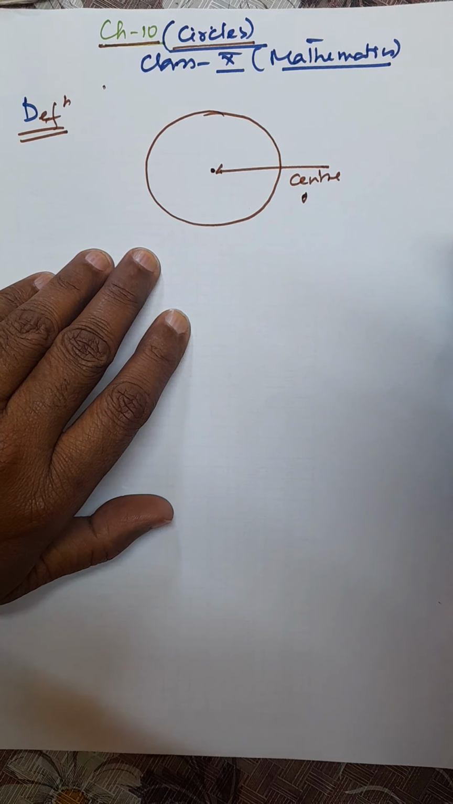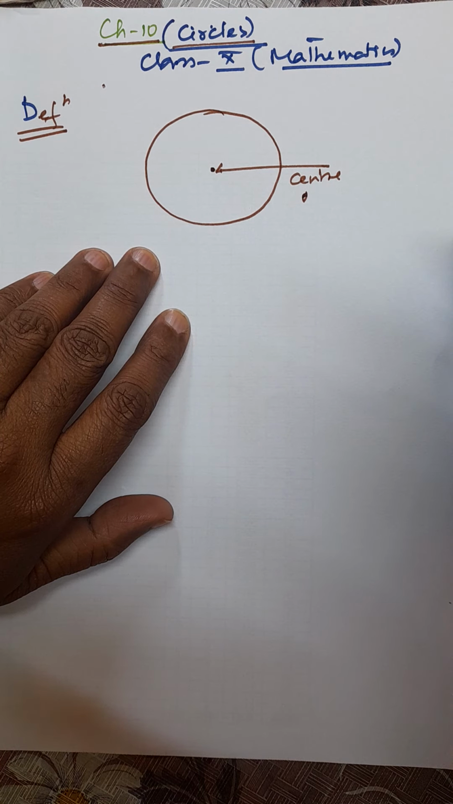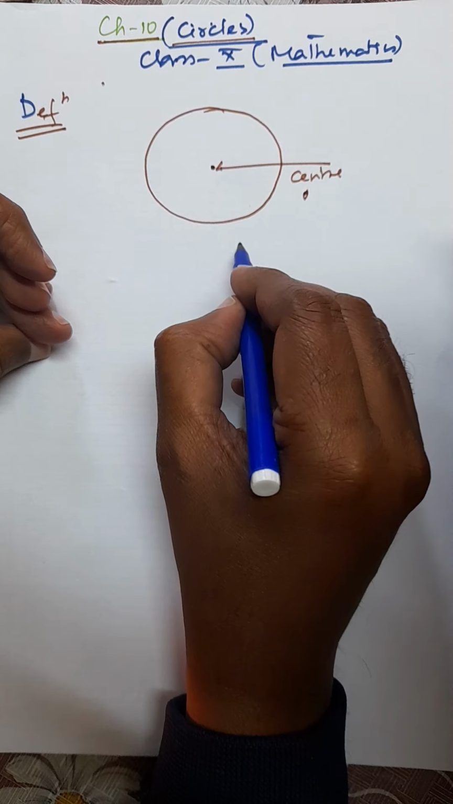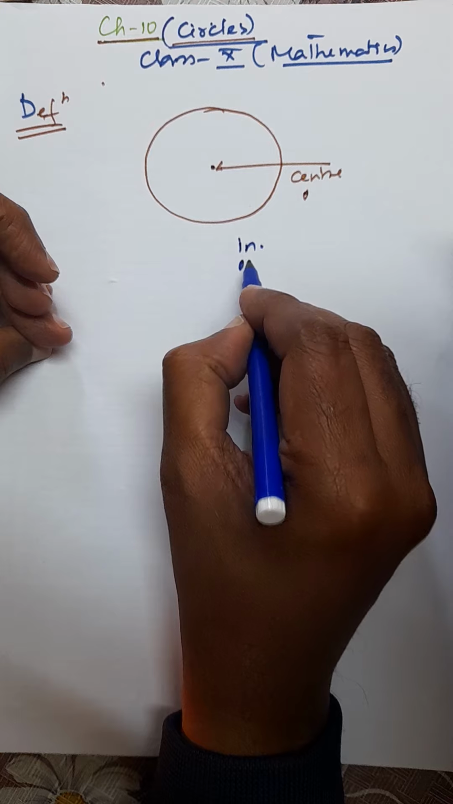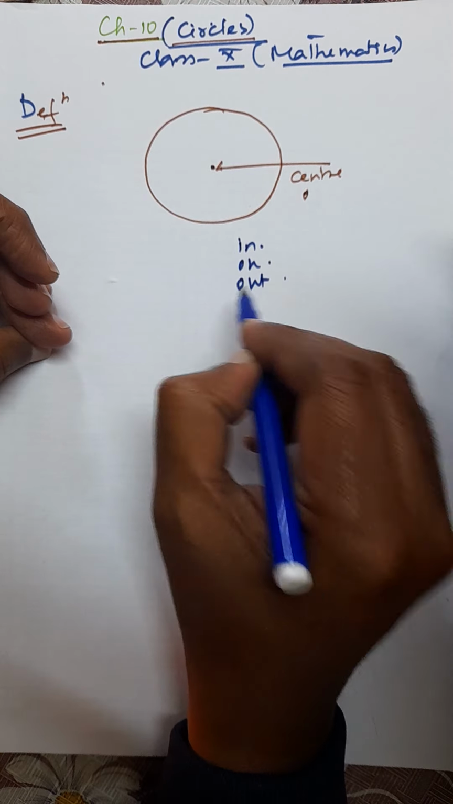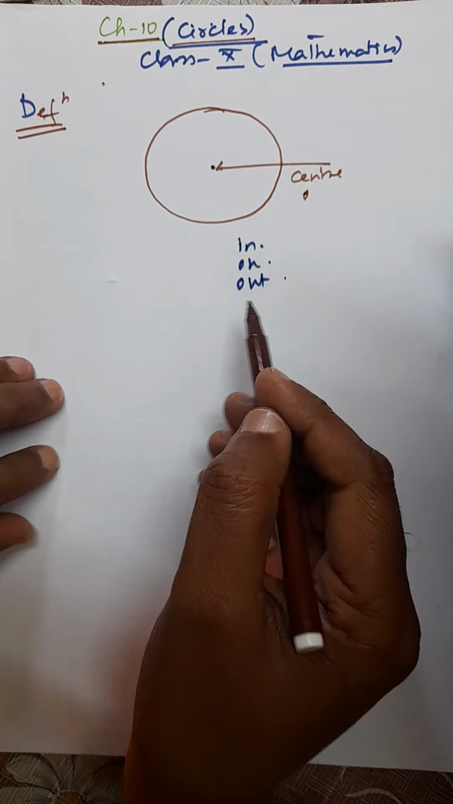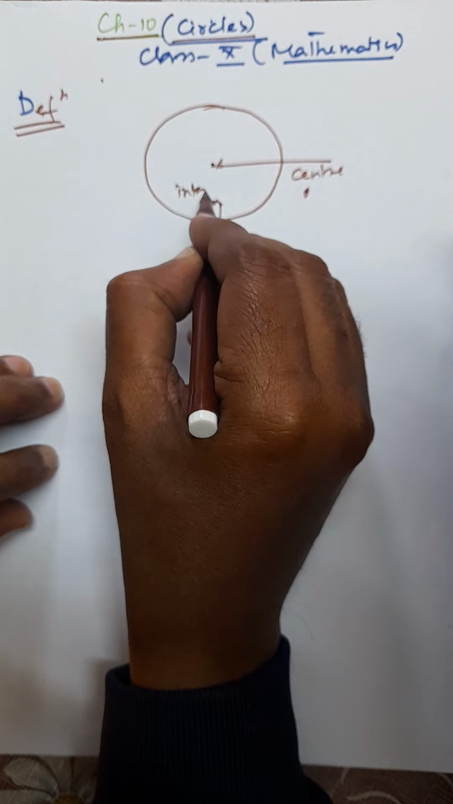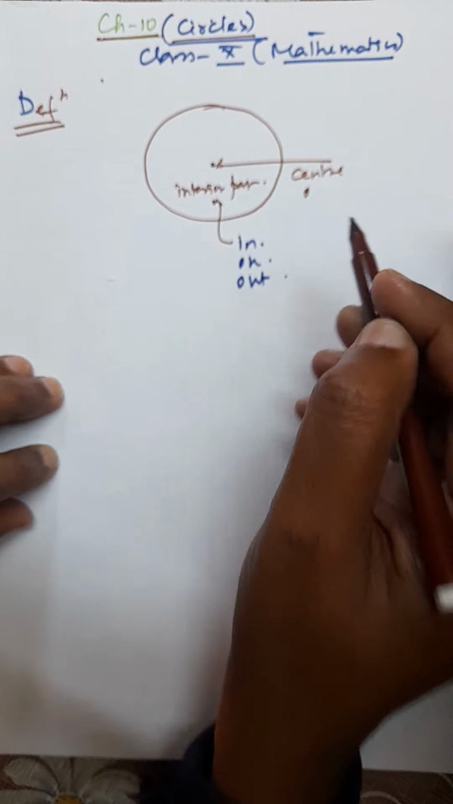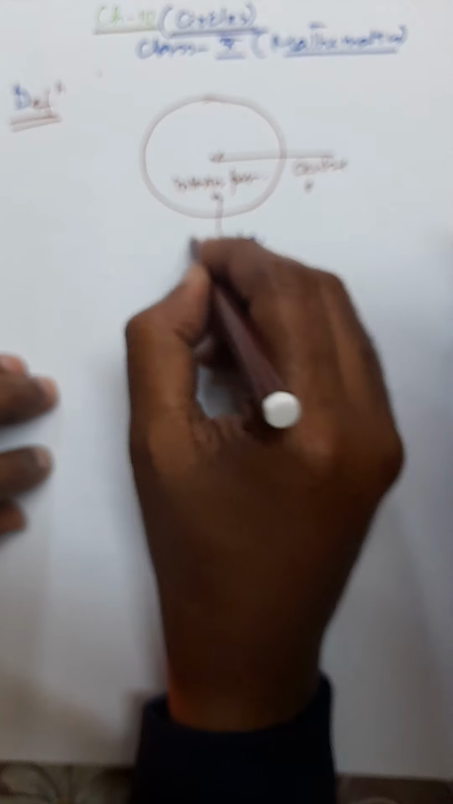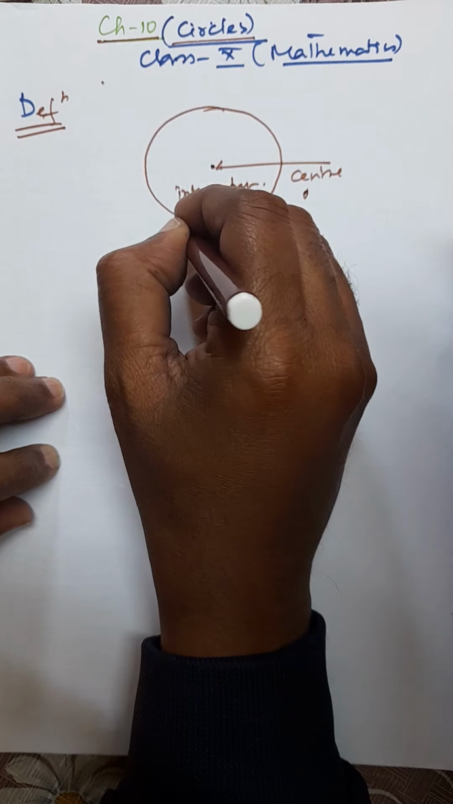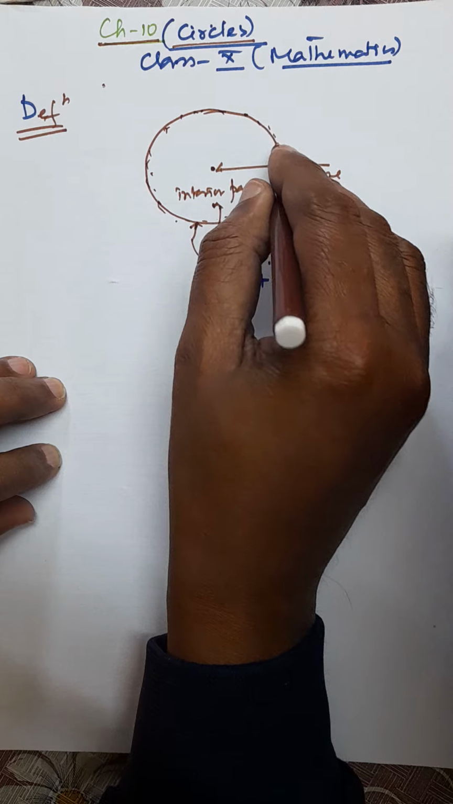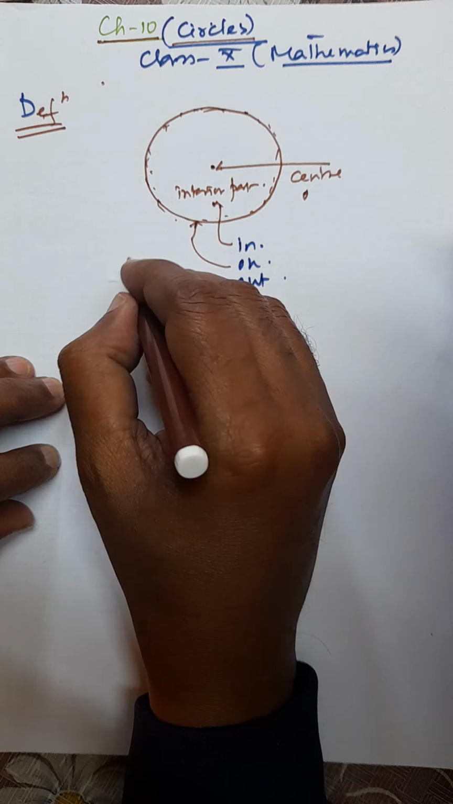And three prepositions we have to remember: in, on, and out. In means inside the circle, that is the interior part. On means on the circle, on this closed curve; infinite number of points are there on this simple closed curve, that is on. And out means the exterior part.